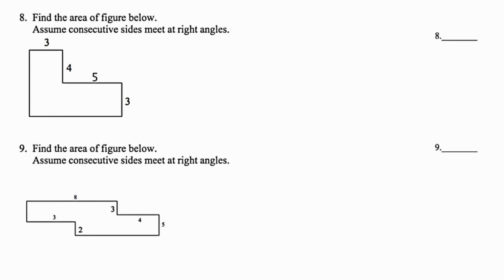Okay, so we're on the fourth and final slide looking at question number 8. This question says, find the area of the figure below. Assume consecutive sides meet at right angles.